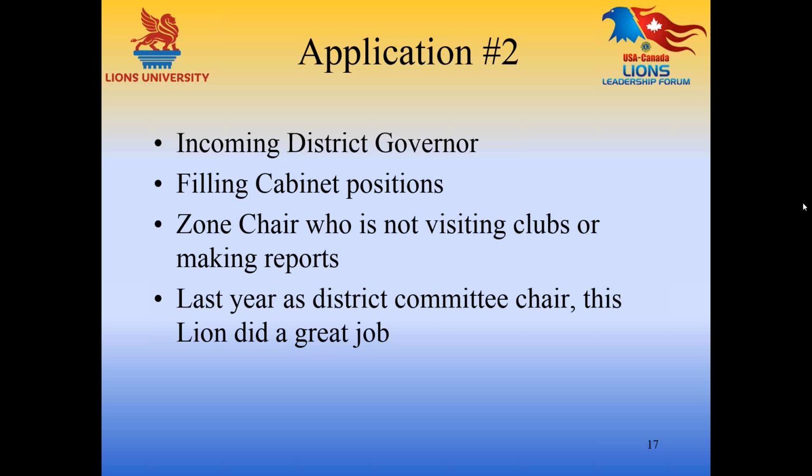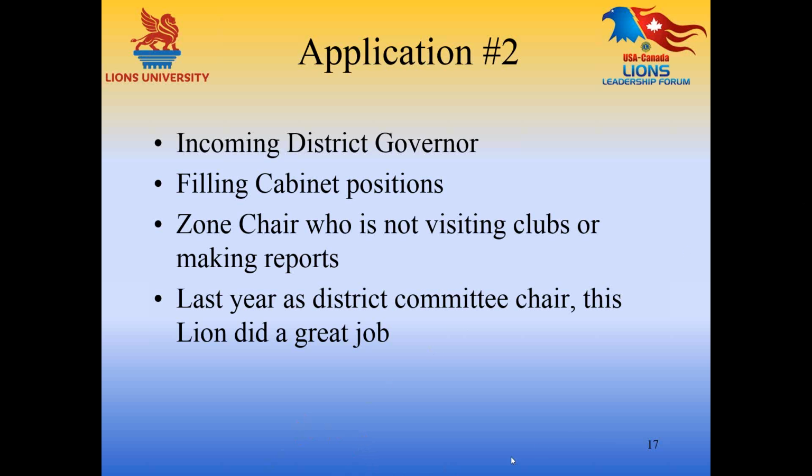Okay. The whole personal thing, sometimes I think we Lions think we're superhuman, and if there's a crisis in our lives, we don't want anybody else to know that. So taking that time, as the incoming governor, to talk to that zone chair, you might find out that there is an issue with a family change or job change. The role of the zone chair versus the district committee chair are very different, and trying to visit that many clubs might just be, as someone said, very overwhelming and a little more than that person could manage.